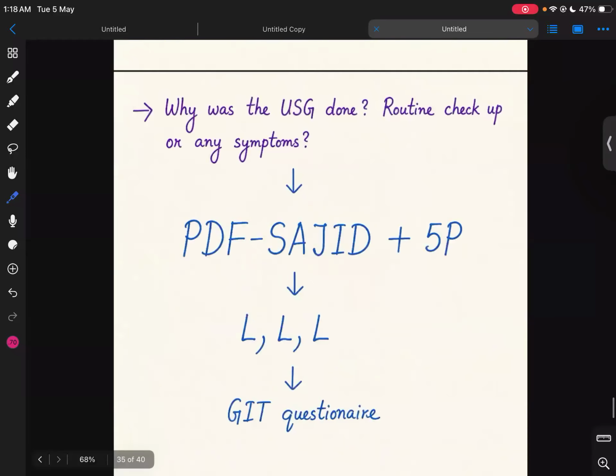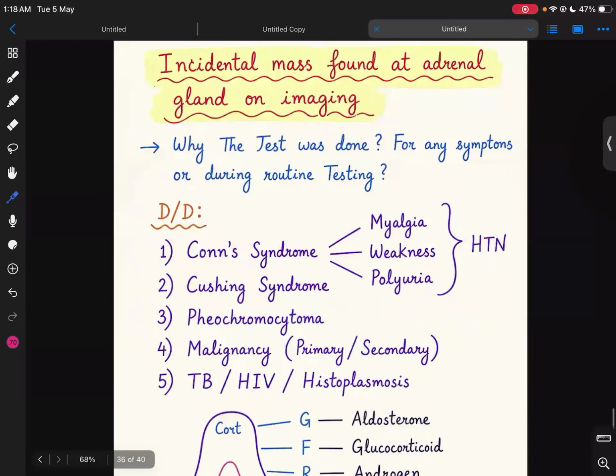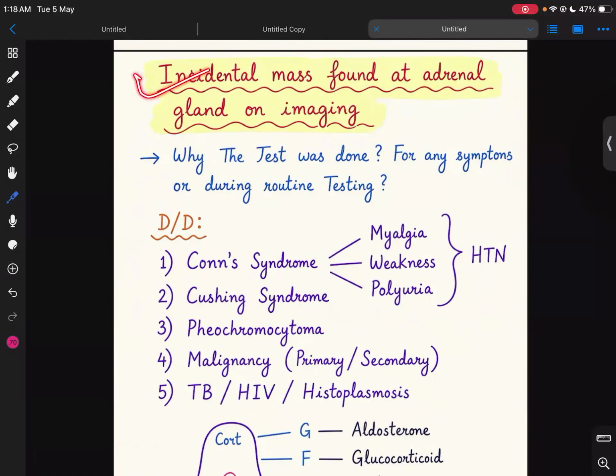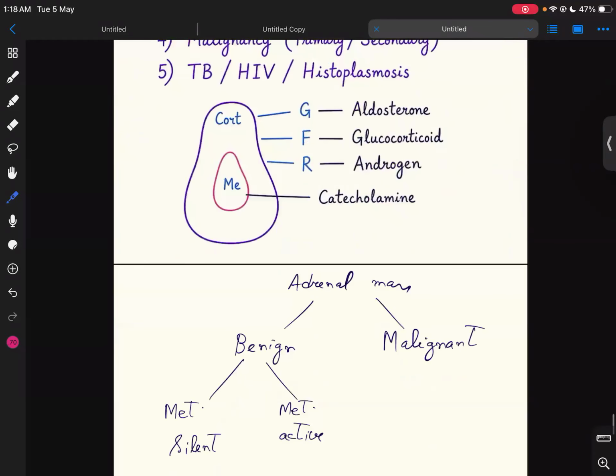So let's proceed to the last one for today. This is an incidental mass found at the adrenal gland on imaging. This case has come only one time at the UK center. So again, before approaching this case, let me discuss simple pathology.